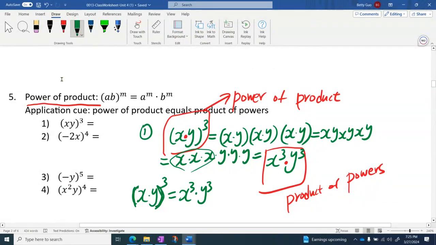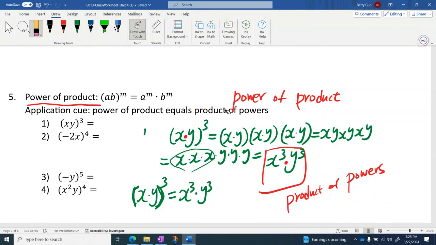No question? Let's apply it to solve number 2. Let me erase those.